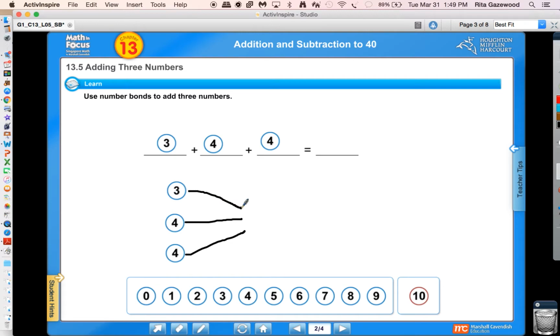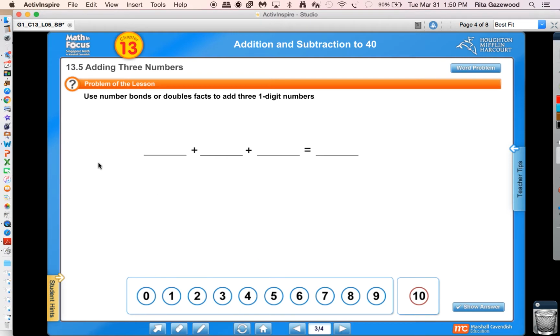Those are my parts. So 1, 2, 3, 1, 2, 3, 4, 1, 2, 3, 4. 1, 2, 3, 4, 5, 6, 7, 8, 9, 10, 11. So now I have a whole of 11. So I would write this 3 plus 4 plus 4 equals 11. So we can use number bonds to add three numbers. Let's move on to the next activity.